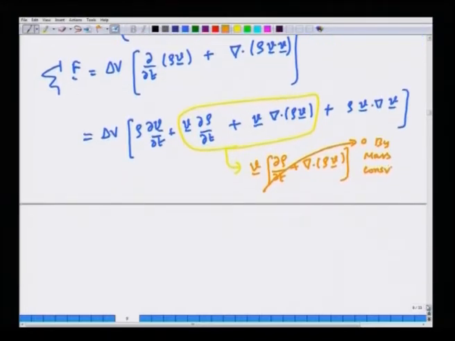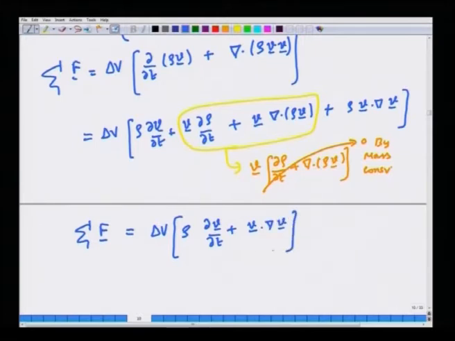So, we are left with the following term: the summation of all external forces that act on the CV is delta V times rho times dV dt plus V dot del V. This is nothing but delta V times rho times the substantial derivative of velocity.